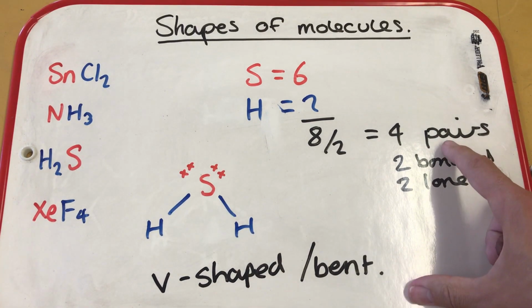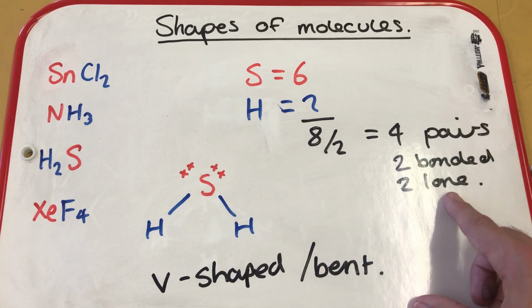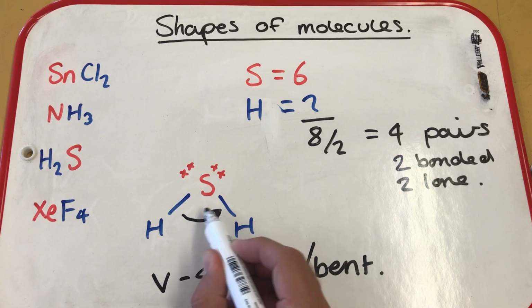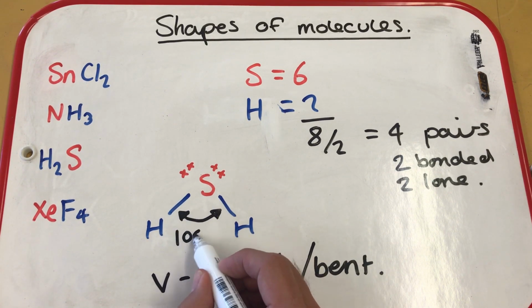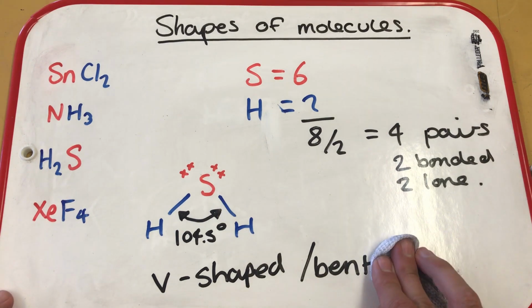Now we were basing this on 4 pairs of electrons, so we're basing this on 109.5 degree bond angles. But we have 2 lone pairs, so this time we take off 2.5 degrees per lone pair, we take off 5 degrees for this bond angle. So 109.5 minus 5 leaves us with 104.5 degree bond angles. And that's your structure for hydrogen sulphide. We'll look at one more structure here, xenon tetrafluoride.